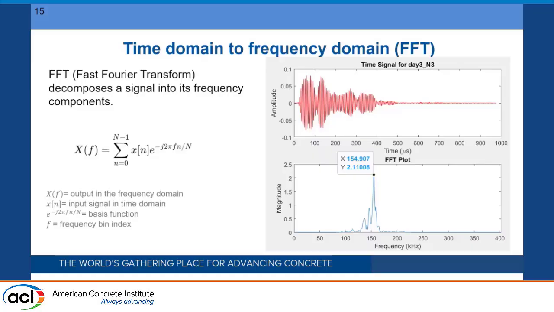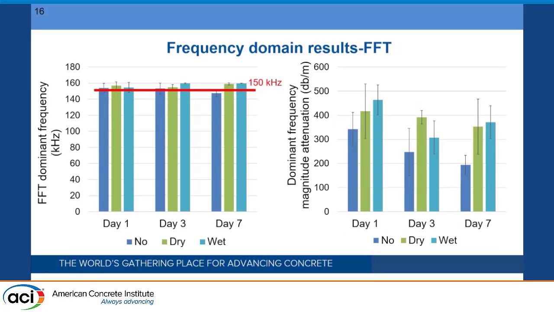This is an example from our own research. It's for a specimen with no interlayer at day 3. The time domain signal looks like this. When it's transformed using FFT, we have the frequency domain, which has a spectral format. And from this, we found that the dominant frequency, or the peak frequency, of this signal was 154 kilohertz, which is close to the transducer that we use, and also the magnitude is given. So we try to find these two values for all the specimens at all days.